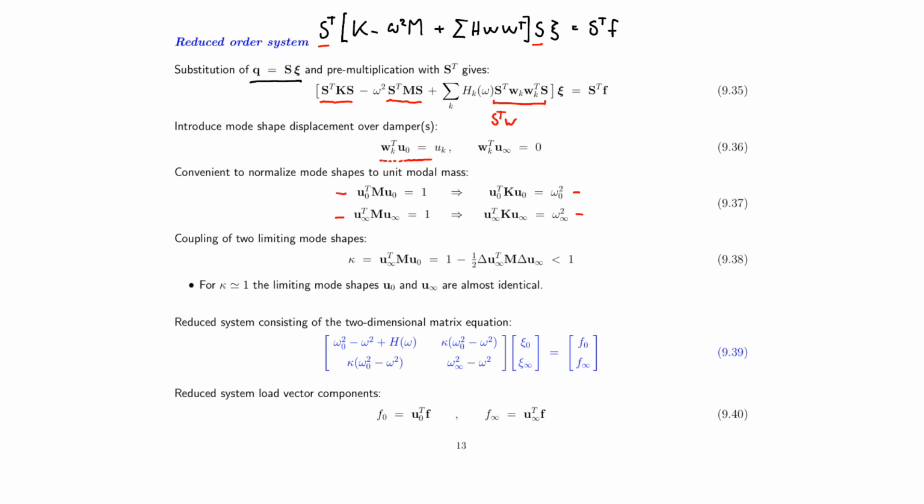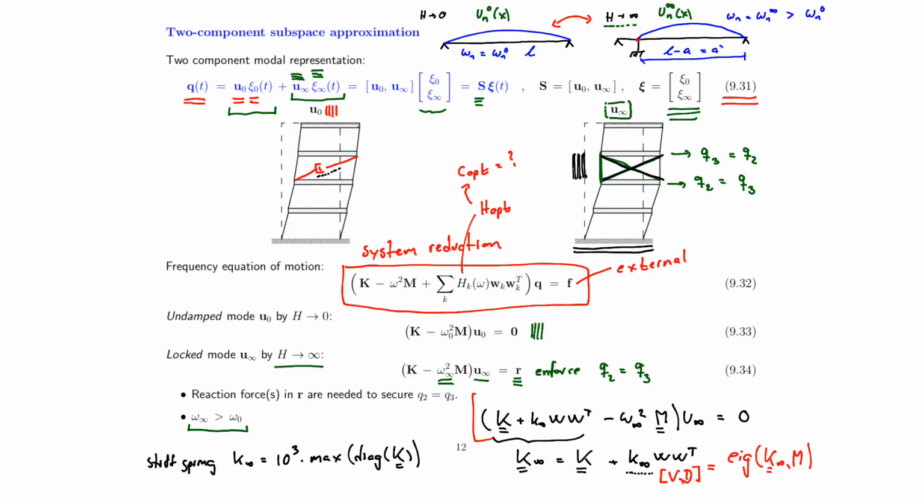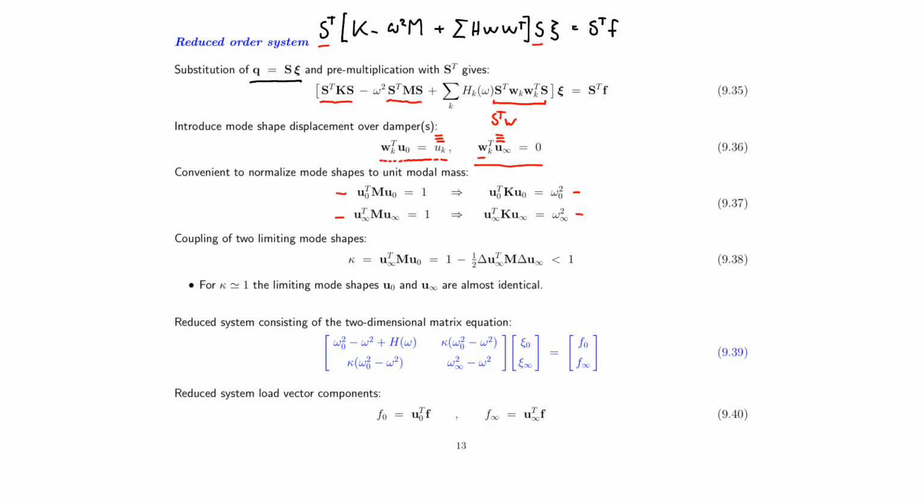The multiplication S transposed times W provides me with two terms. There's one term, that's the first one, where U0 is multiplied by the W, and that gives me some kind of amplitude, telling me what amplitude will the damper experience. Now U infinity multiplied by W will per default be equal to 0, because W identifies exactly the location on the structure where the displacements are 0, or the change in displacement is 0, so therefore this factor here will always be 0.